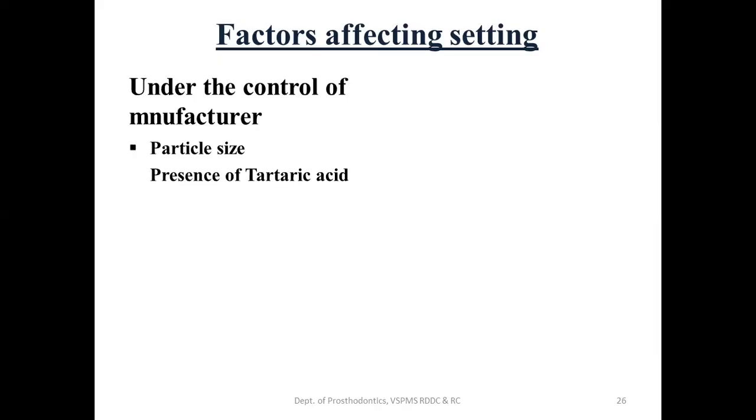Now let us see the factors that affect the setting. Under the control of the manufacturer, it is the particle size. The finer the particle size, the setting is faster. And the presence of tartaric acid is very important to give you an increase in the working time. So you should write in detail about these factors that are under the control of the operator and under the control of the manufacturer. This tartaric acid is also responsible for decreasing the setting time.